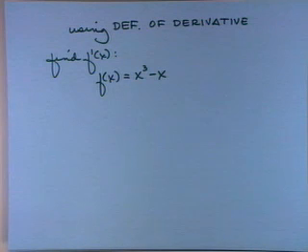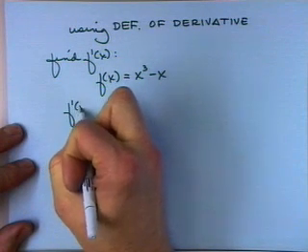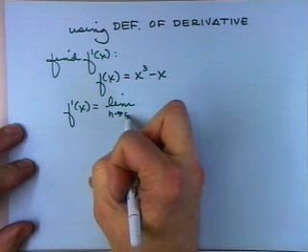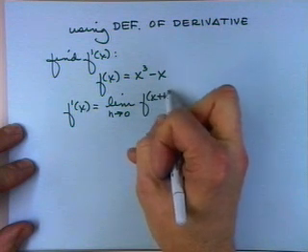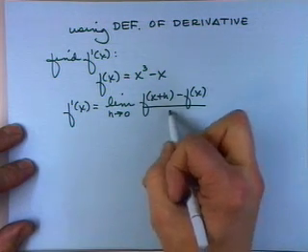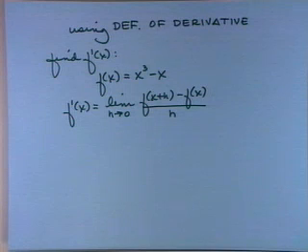Now keep in mind this is probably the simplest case, which is why we're starting with it. Polynomials are nice, smooth, continuous functions. No abrupt changes in direction, no corners, no cusps, no discontinuities of any fashion. So by definition, we want the difference of the function at x plus h minus the function at x all over h as h approaches 0. So that's the definition of derivative.